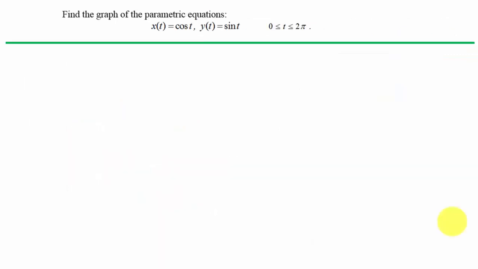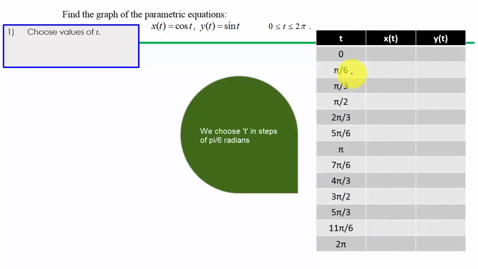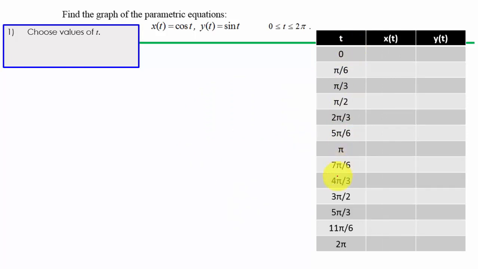Let's take a look at this example. Find the graph of the parametric equations as shown from t equals 0 to t equals 2 pi. Following the steps as mentioned, first, we will need to choose values of t. Now that we have chosen our values of t, we will substitute each value of t into our parametric equation to get our set of values of x and y.